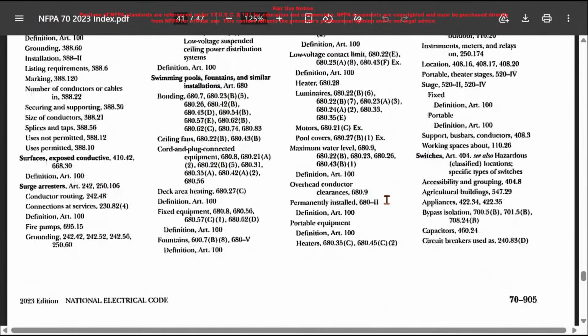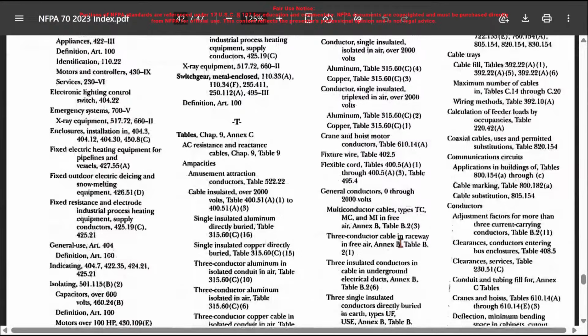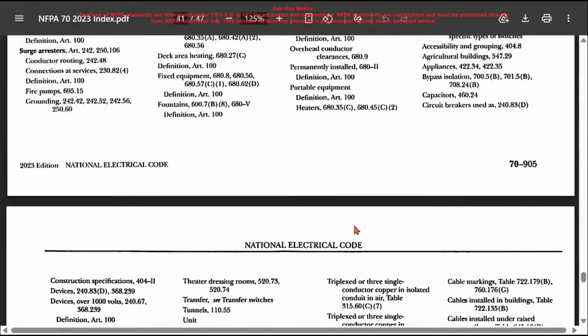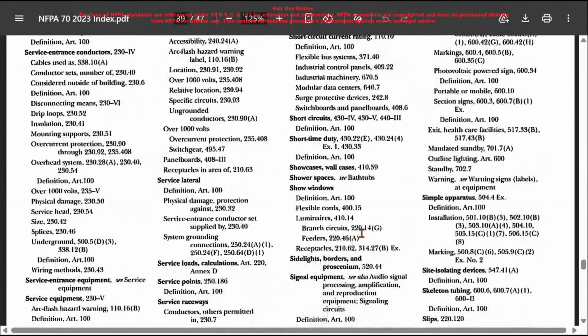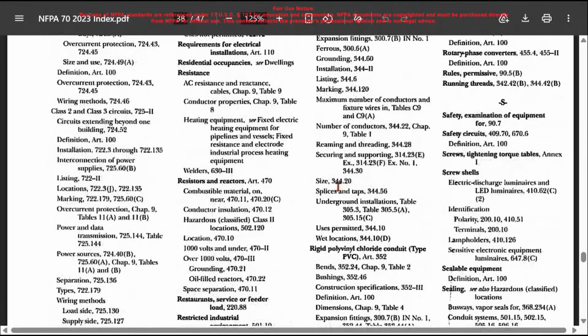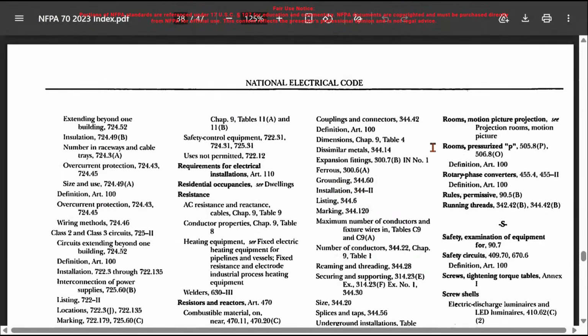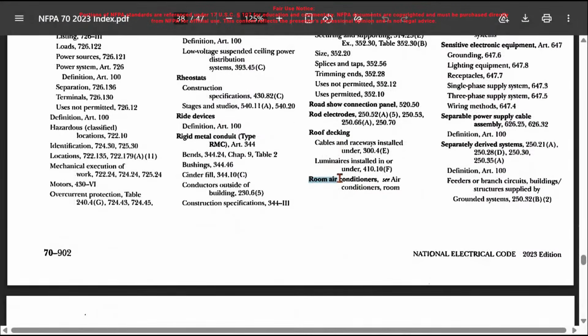So the next we're going to go down to room air conditioner, because we already looked under air conditioner and that told us part 7. So let's go under rooms. Let's go back real quick. I'll go under room. Let's go back up, see what we might have under room. Okay, so here's rooms. And let's see what we got here. There we go, room air conditioner.